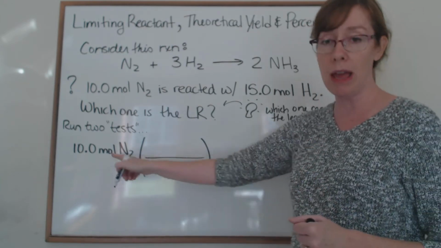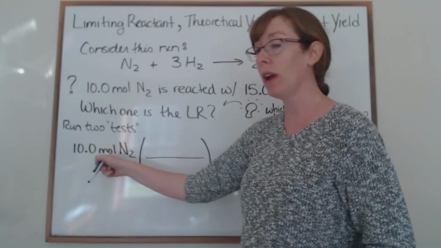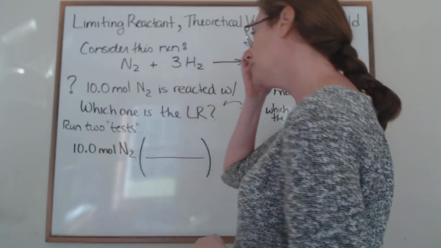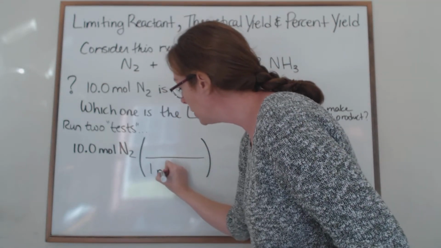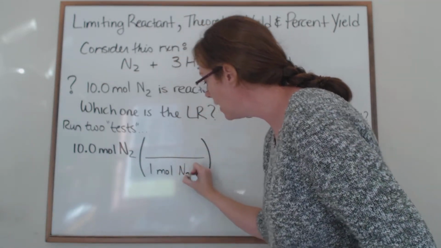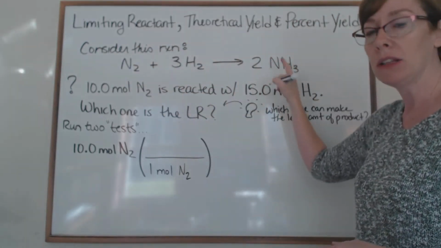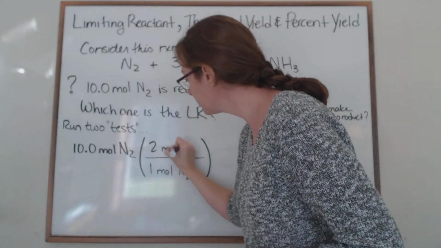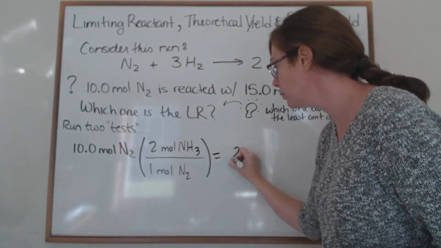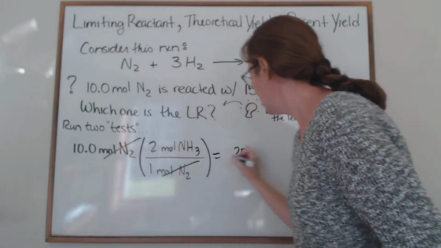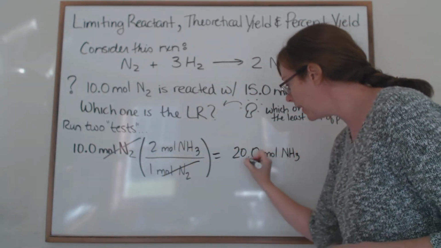And we're ready for it right now because this started in moles. If I had started in grams, you would have had to convert to moles first, but this one started in moles. So for every 1 mole, and I'm just building this straight from the chemical equation, for every 1 mole of N2, I can make 2 moles of ammonia. And I don't even need a calculator. 10 times 2 is 20. So this one can make 20 moles of ammonia.